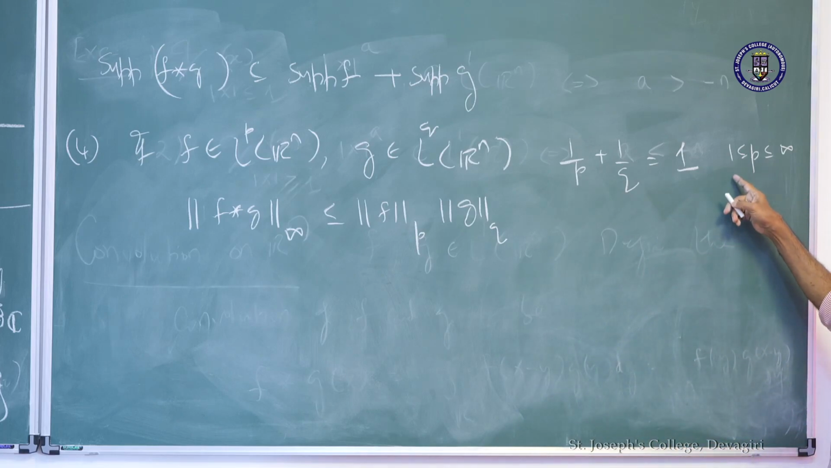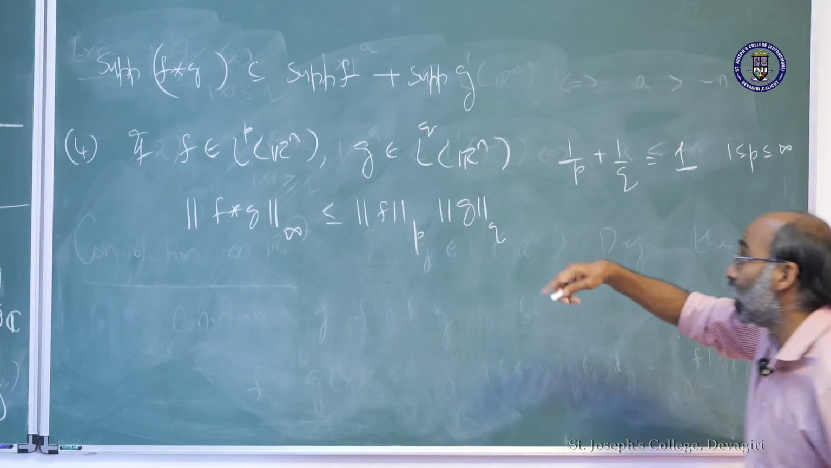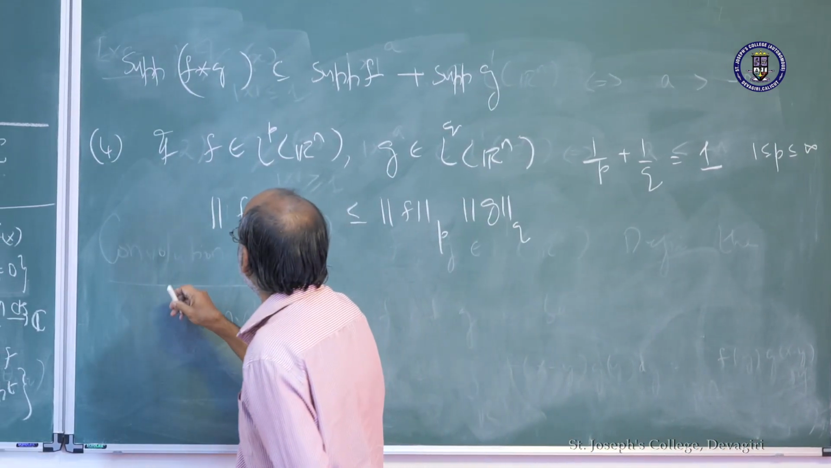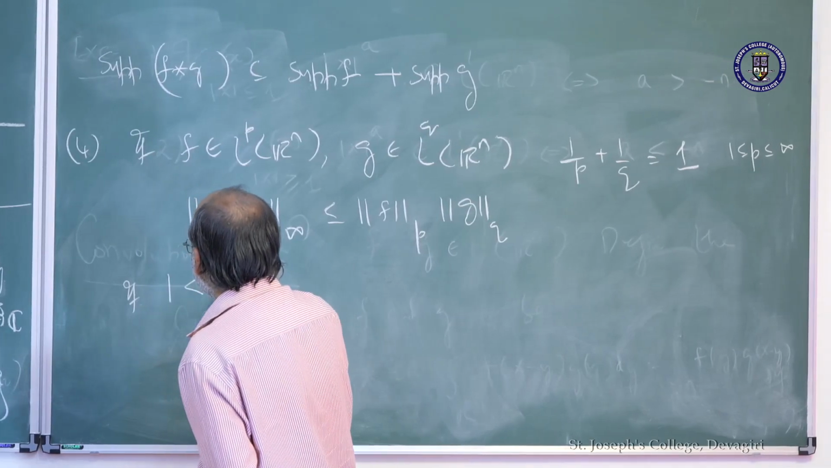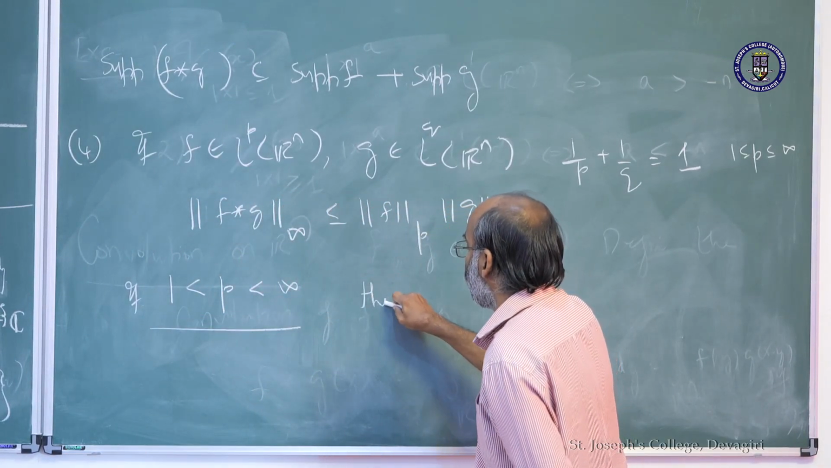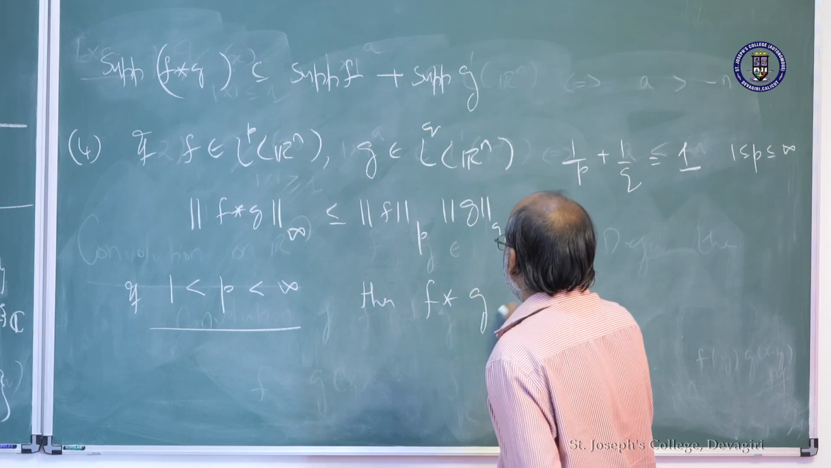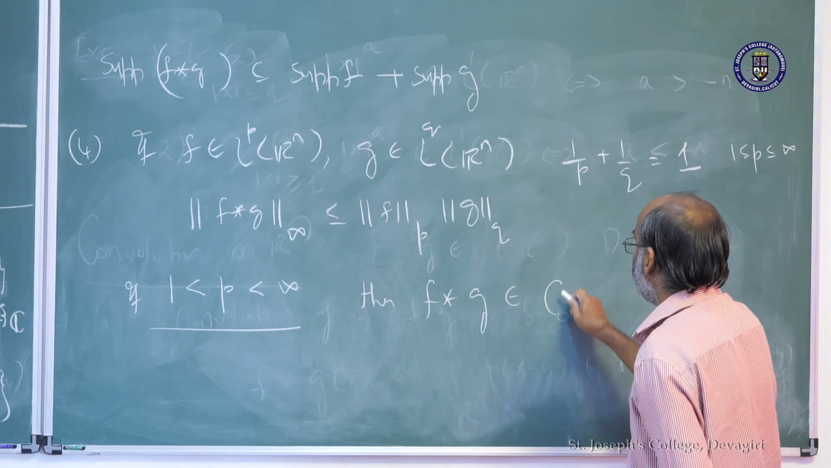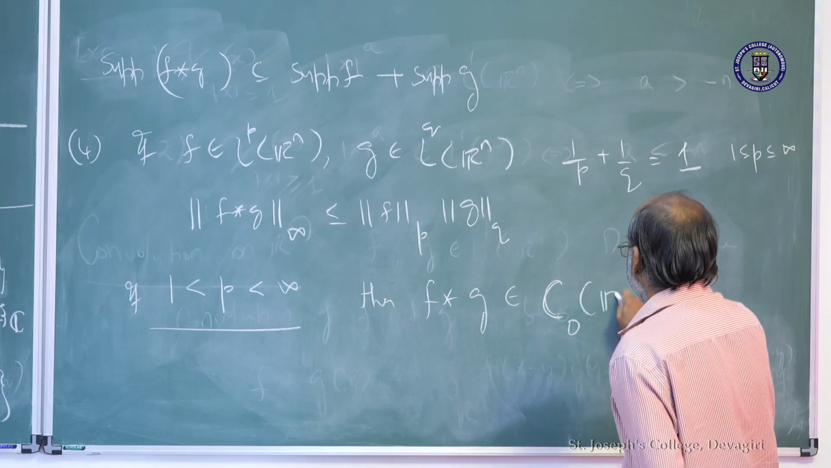But if I leave out p equal to 1 and infinity, I get a much nicer function. Okay. So, if p is strictly between 1 and infinity, then f convolve with g is actually a C0 function, C0 of Rn.